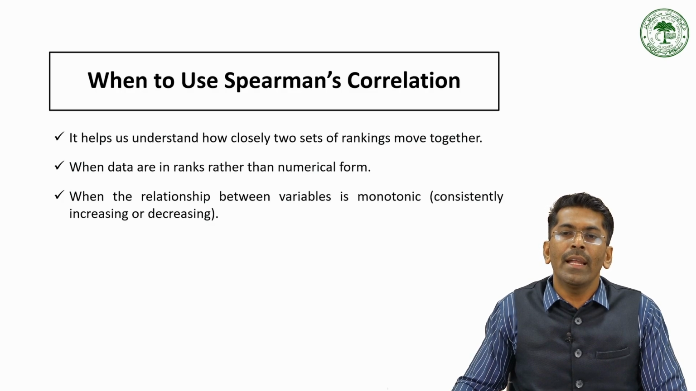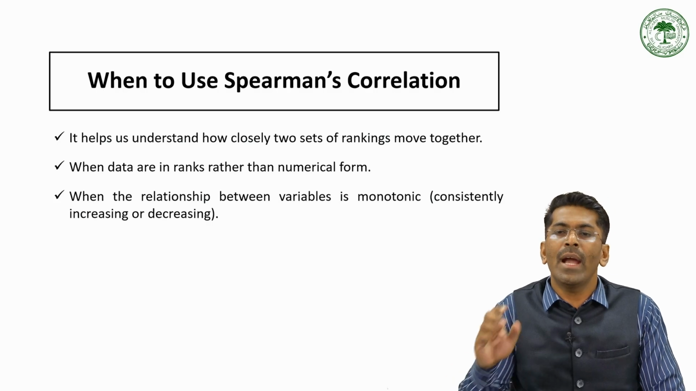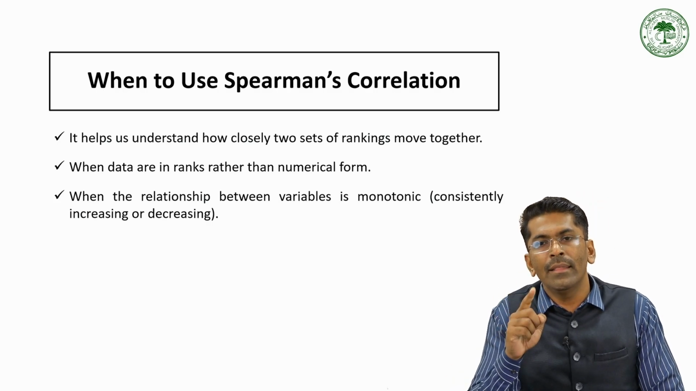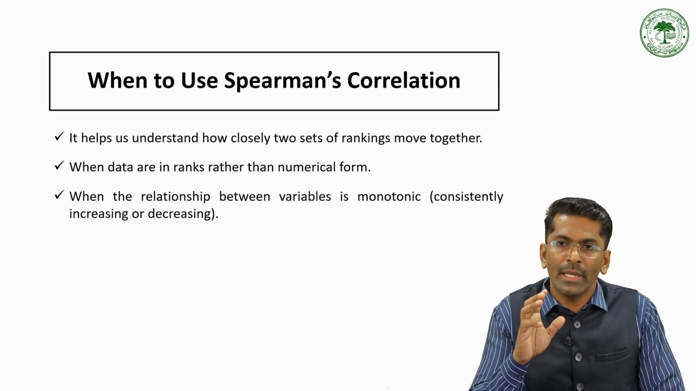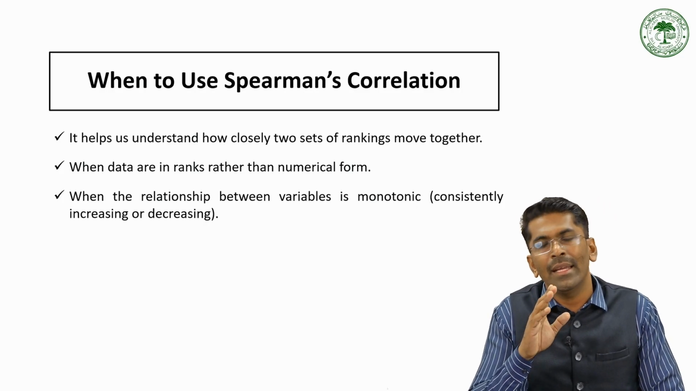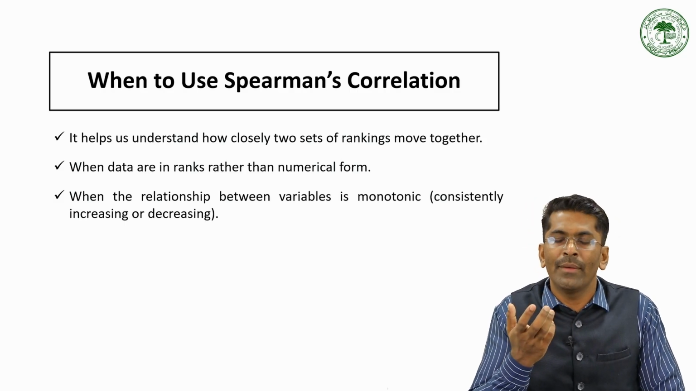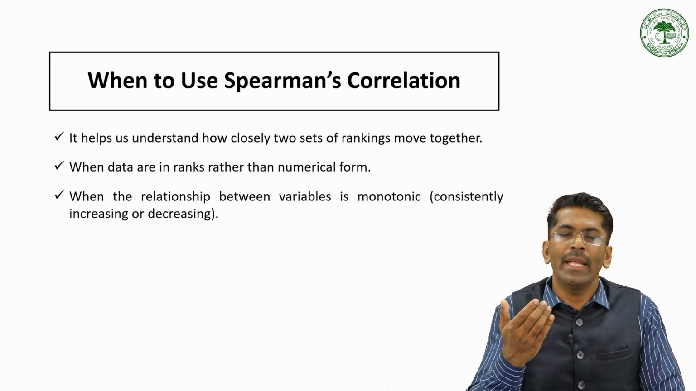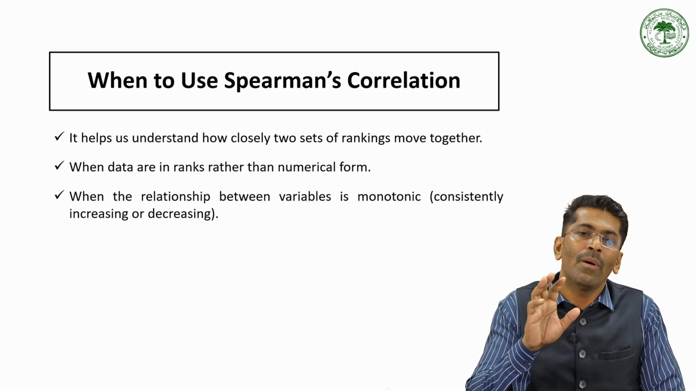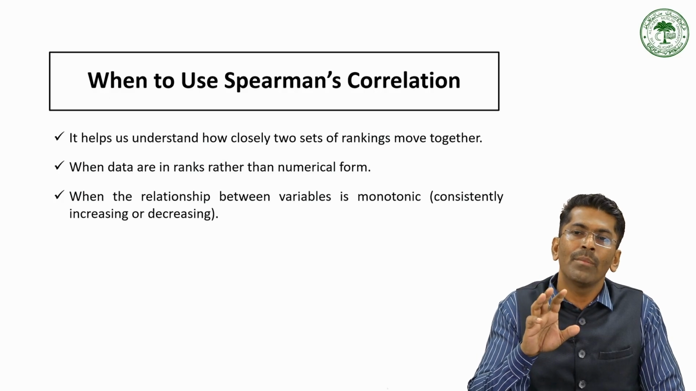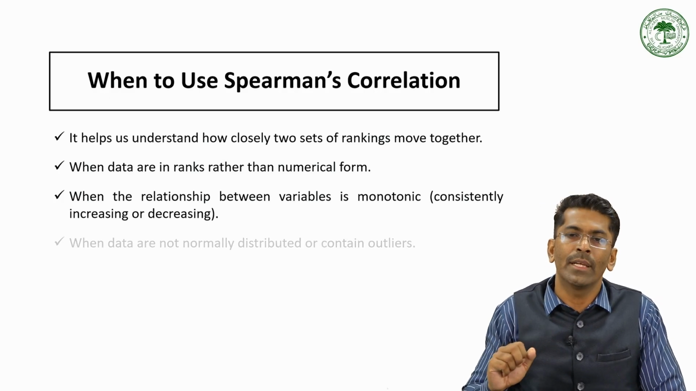A monotonic relationship means that as one variable increases, the other either consistently increases or consistently decreases. It does not have to be a straight line. This method can capture a curved but consistently increasing or decreasing trend. For example, the education level: as your education level increases, the income generally increases, though it is not always linear. But at the same time, both variables increase together.